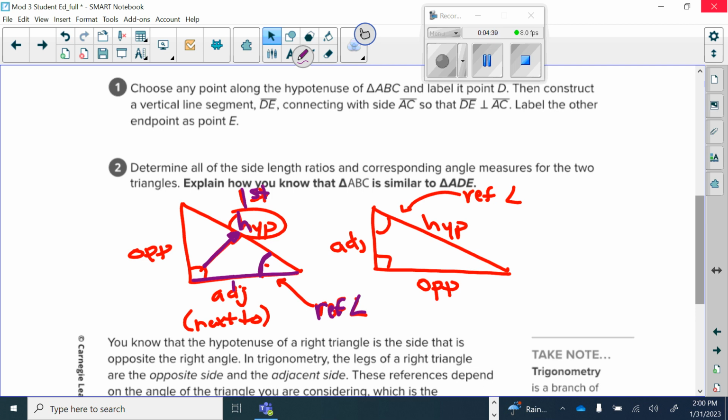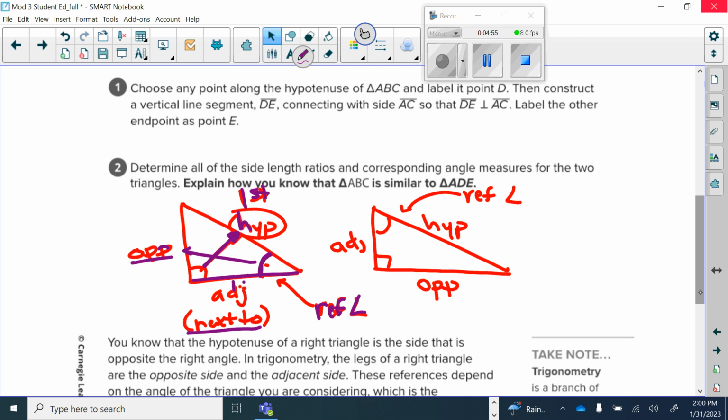So now my other two options are adjacent and opposite. We should know already from math all throughout the year, adjacent means next to. So this side is the one that's next to the reference angle. And of course, that side would be opposite. That's why it gets OPP for opposite.